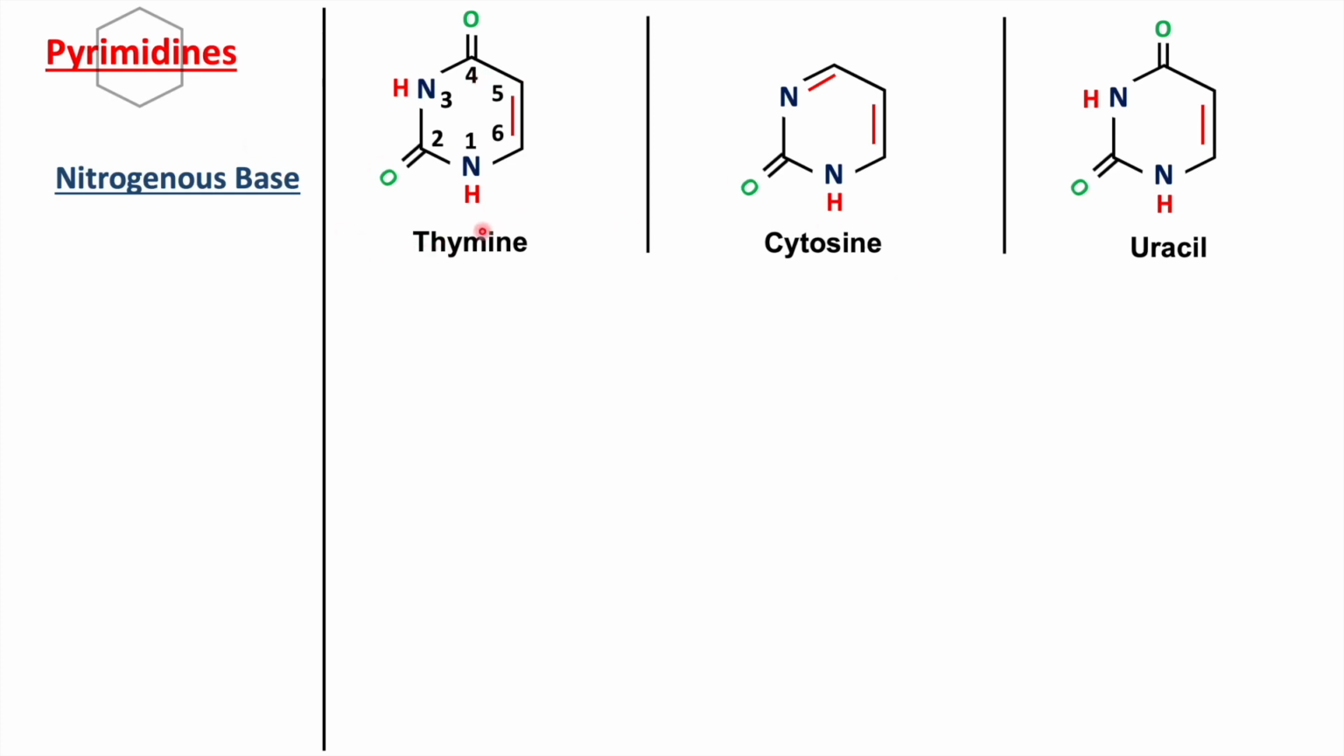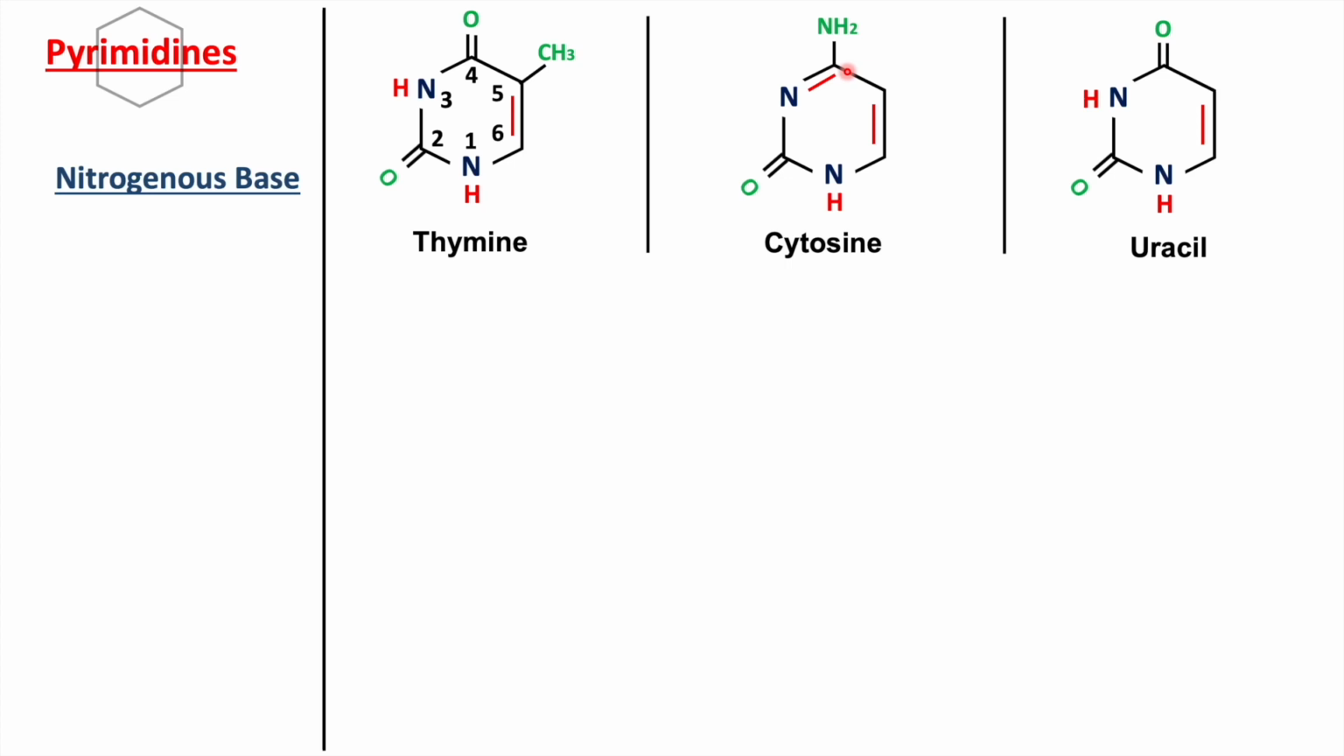So both thymine and uracil look very similar. At this point they are very similar. The only difference is that there is a methyl group attached to carbon 5 on thymine, whereas there is no methyl group on uracil in the carbon 5 position. So this is the only difference between thymine and uracil. And with cytosine there is an NH2 group which is attached to the carbon 4 position.